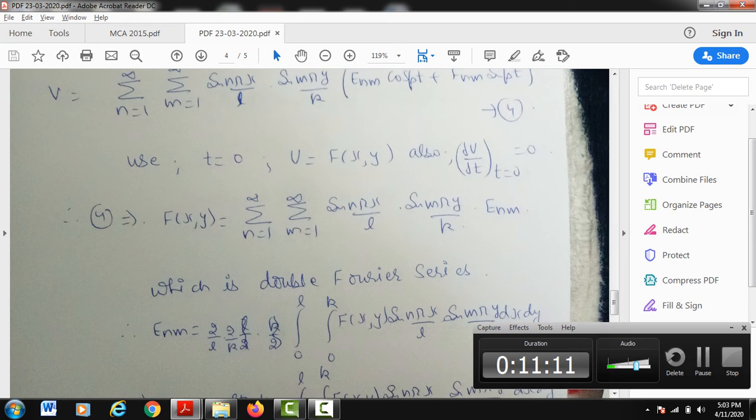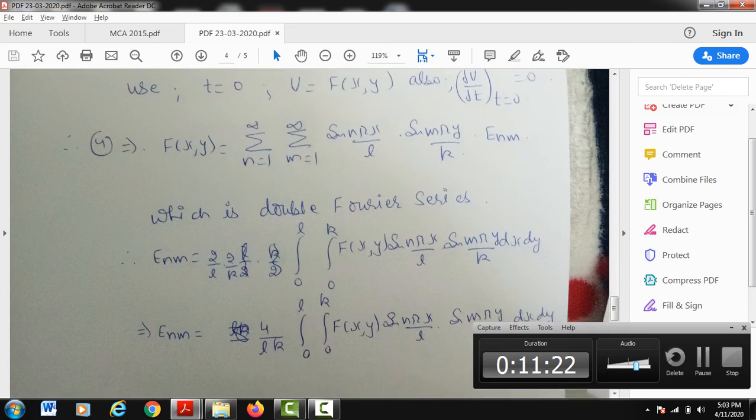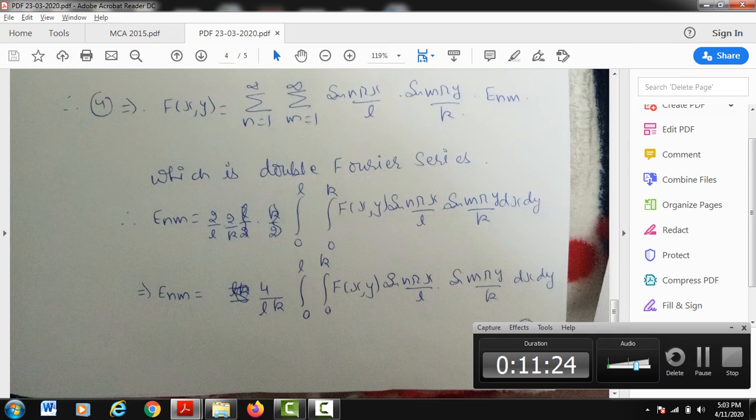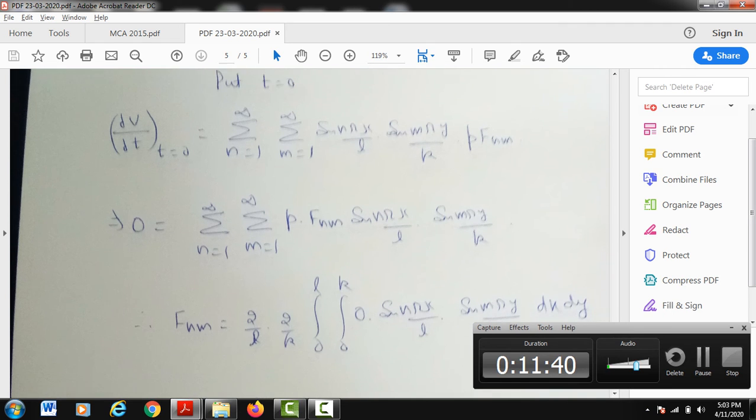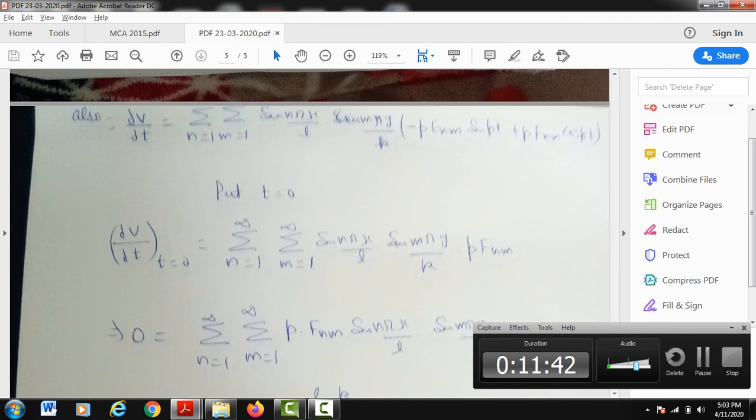How to evaluate this constant? It is 2 by L, 2 by k, integral 0 to L, 0 to k, the function which we have written on the left hand side, that is f of xy, sin n pi x over L, sin m pi y over k, dx dy. So E n m is equal to 2 into 2 is 4, 4 upon L k, integral 0 to L, 0 to k, f of xy, sin n pi x over L, sin m pi y over k into dx dy. Take this as number 5. Okay. So the last condition, I am going to use curly v over curly t.